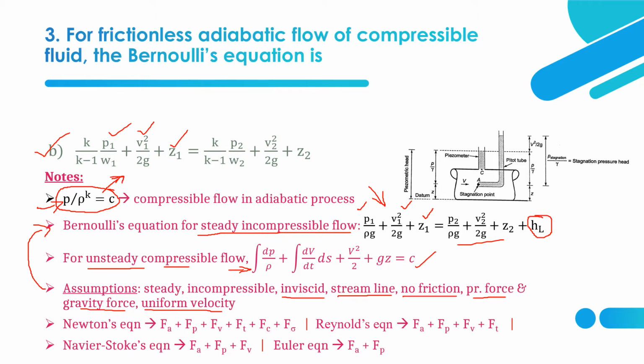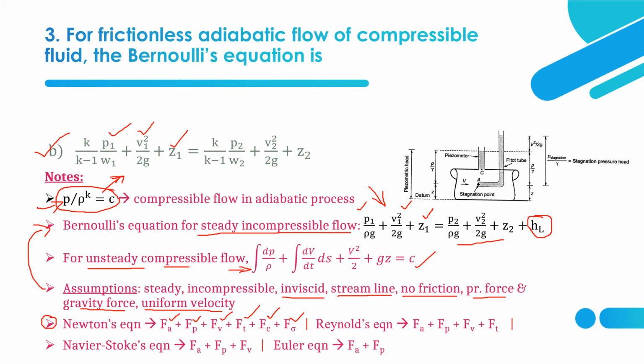So now let's see how Bernoulli's equation is arrived. What is the origin? First, Newton's equation. Newton's equation comprises of these many parameters. First one is the pressure force, viscous force, turbulent force, compressibility force, surface tension force. So gravity, pressure, viscosity, turbulence, compressibility, and the surface tension force. So these many forces are summing up that will give the Newton's equation.